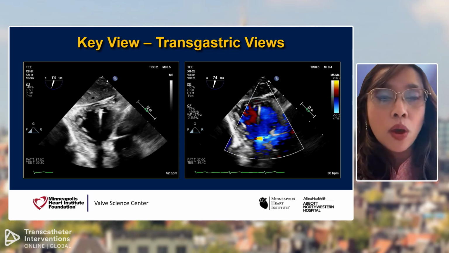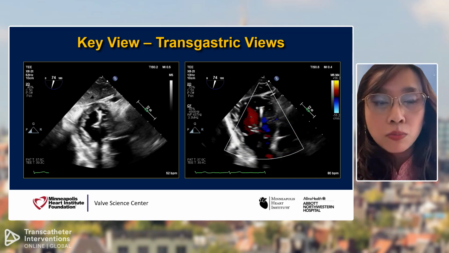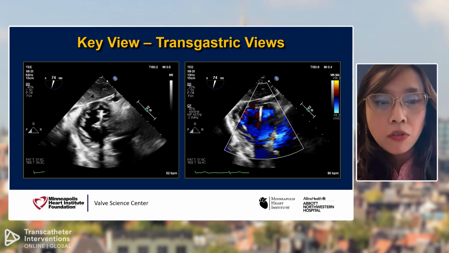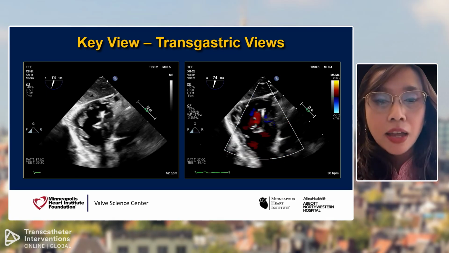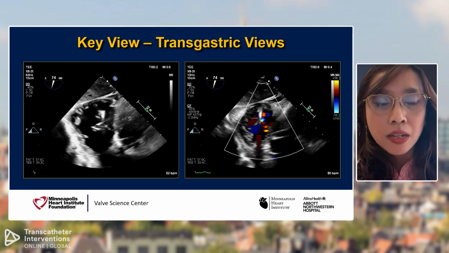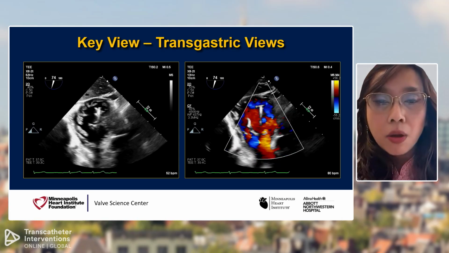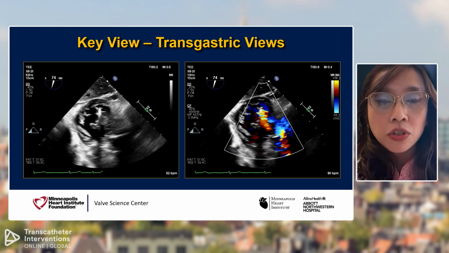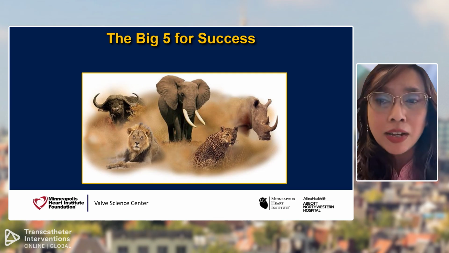Once you're at 0 degrees, you can just move forward at 90 degrees, or 74 for this patient, put a color on, and you know that you're at the leaflet tips. In this patient, you can see the lead right in the posteroseptal commissure with a jet around the lead, and you know this is a CIED-related TR.